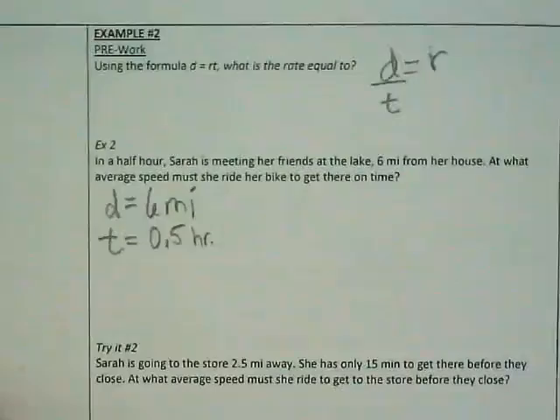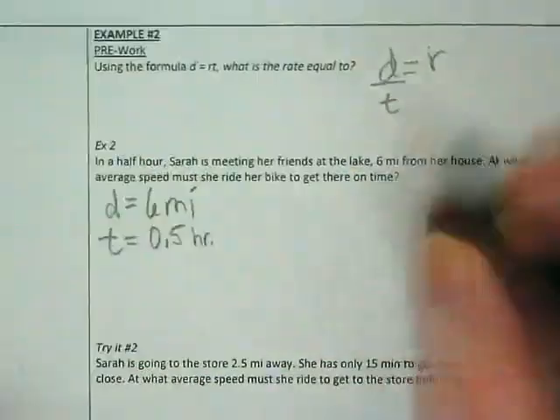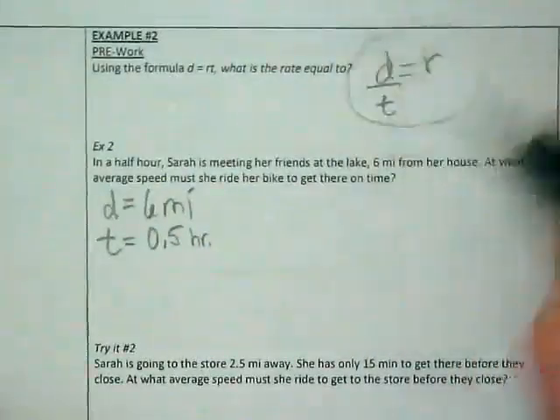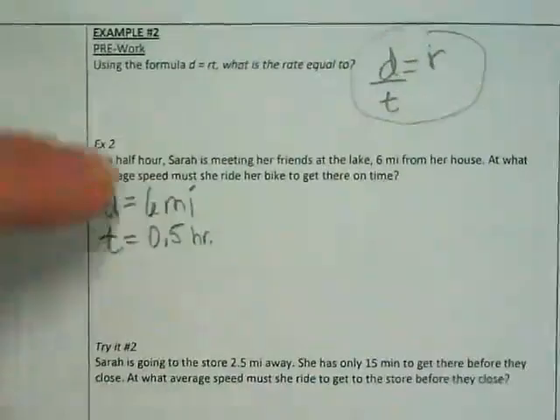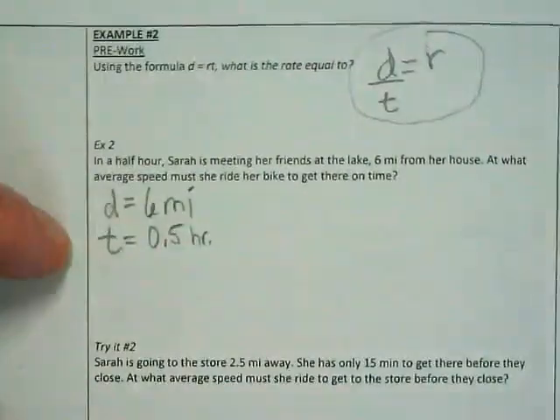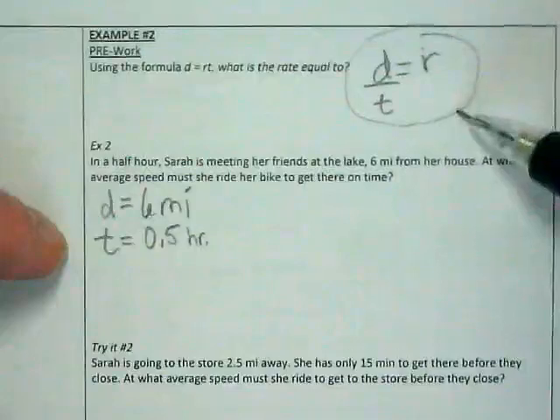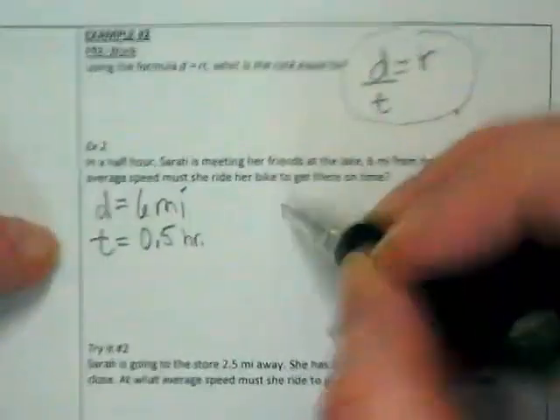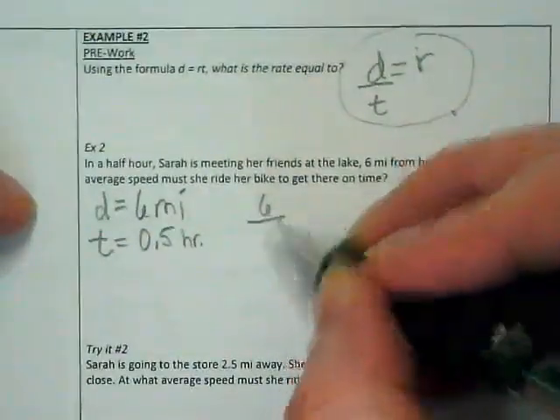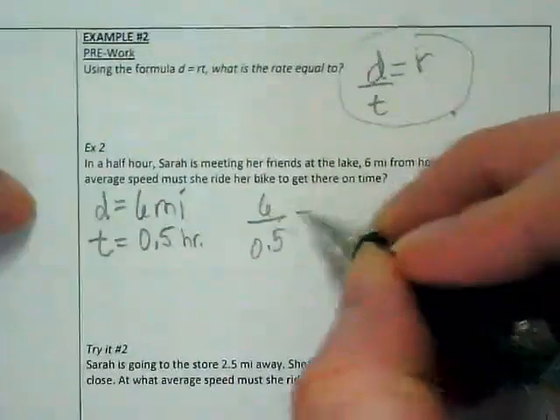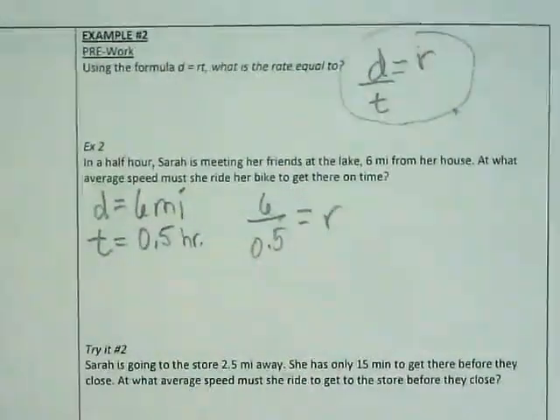Okay, pull it back together. We're going to take this equation up here that we rewrote. We know the distance and we know the time, so it makes more sense to put it in this place here. So we're going to put 6 over 0.5 is equal to the rate.